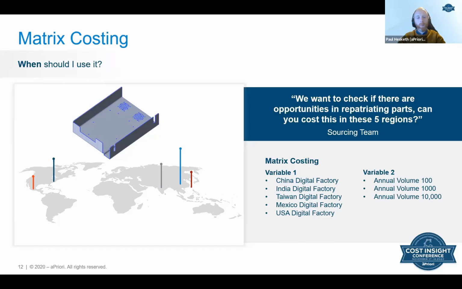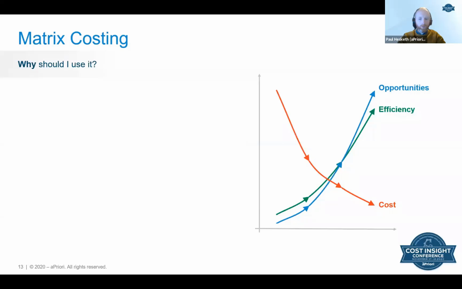So at this point, we've looked at what it is, looked at when to use it, but let's have a look at why, if that's not obvious yet. So take a look at this chart on the right. We can see that we have efficiency, opportunities, and costs represented. And if we look at each of those, what we're going to see is an increased speed of costing, an increased throughput. So that's going to increase our efficiency.